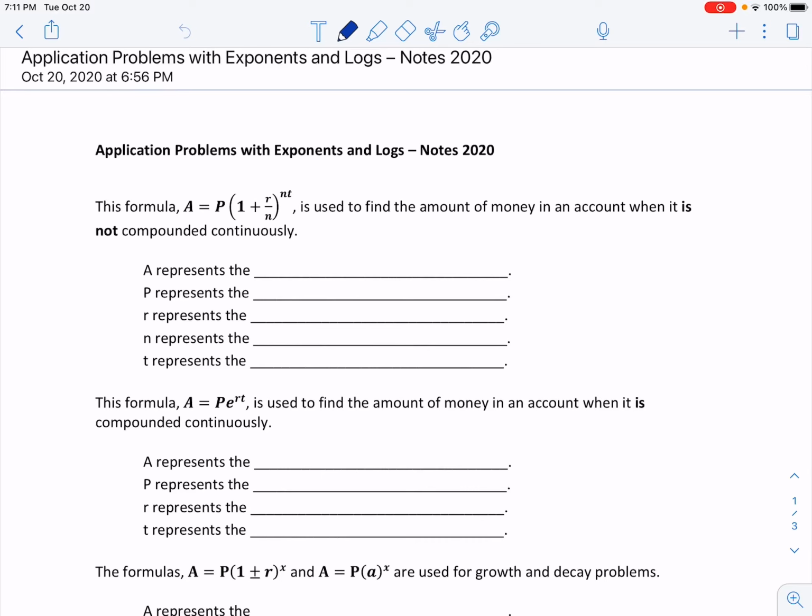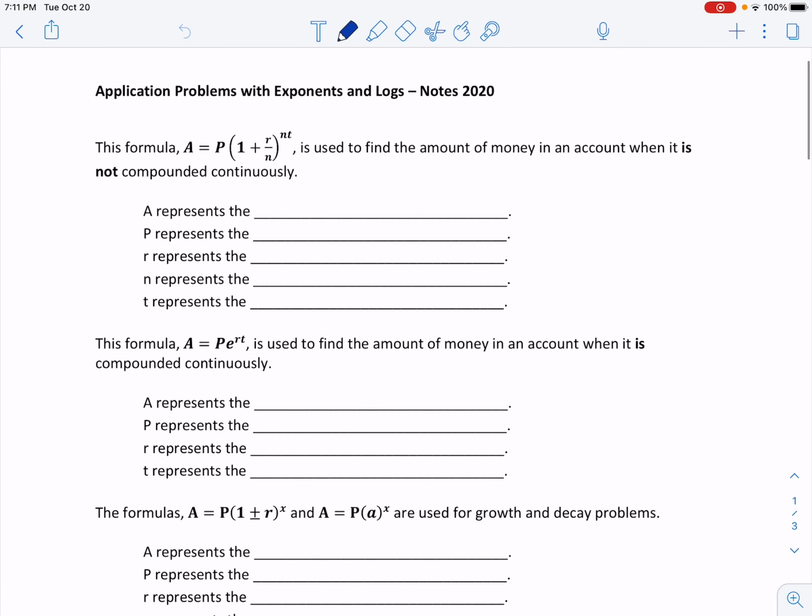Today's lesson is using exponents and logs in application problems. It involves a bunch of formulas, and we've always given you the formulas on the test, but we don't tell you what the variables stand for. Okay? In all of these problems, A is first. A is the amount at the end.